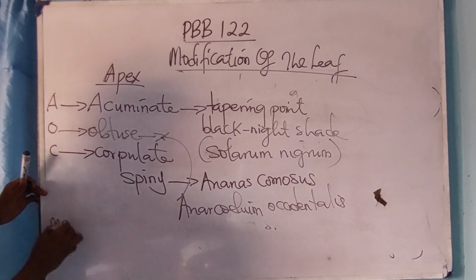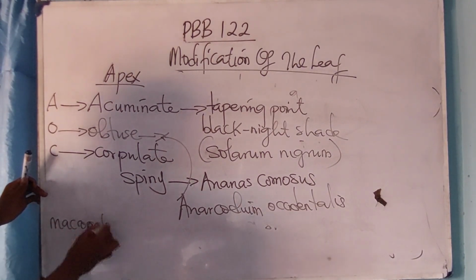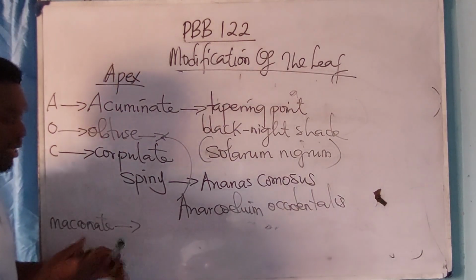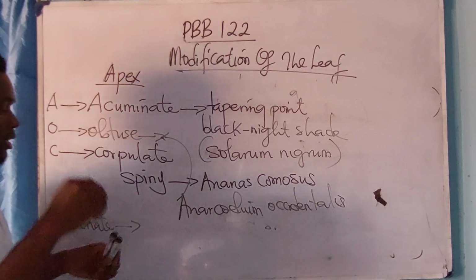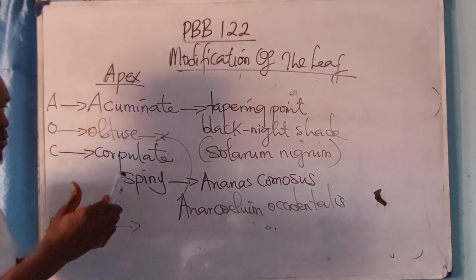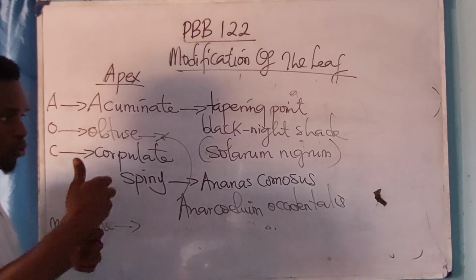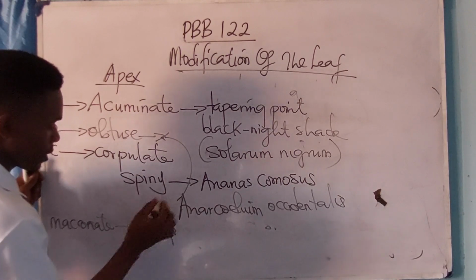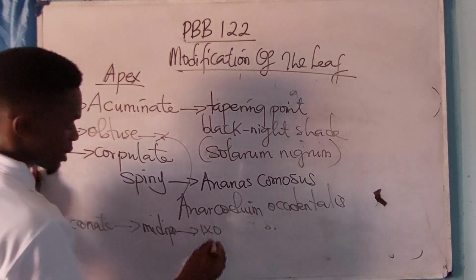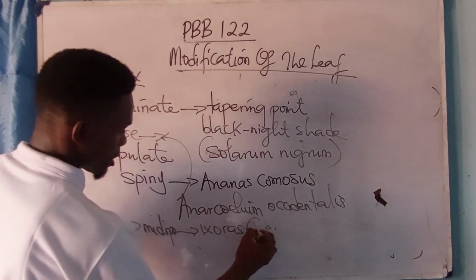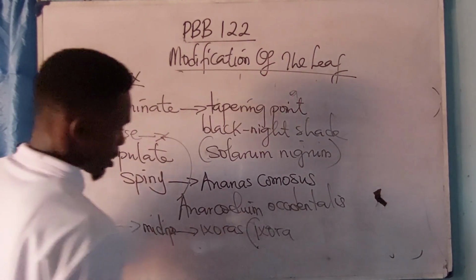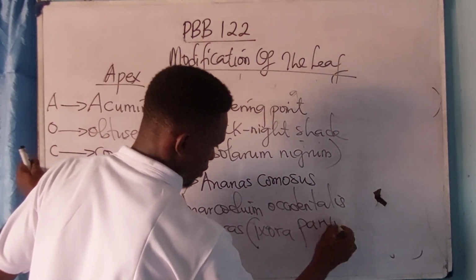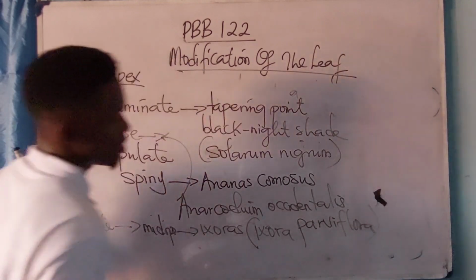You now have mucronate. I believe what I spelled is correct. If it's not correct, you can find out. A mucronate leaf is a type of leaf where the midrib is prolonged into a small point. A good example is Ixora, called Ixora parviflora. These names are not easy.